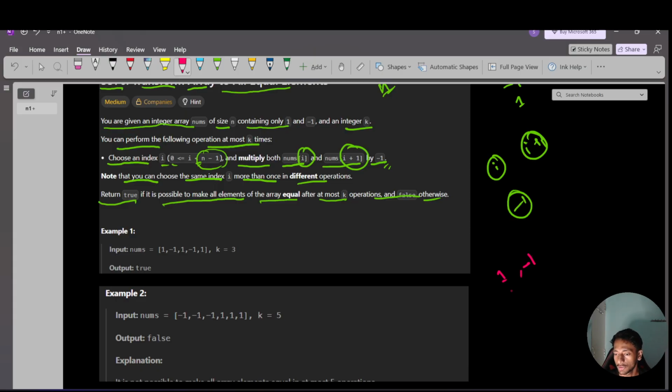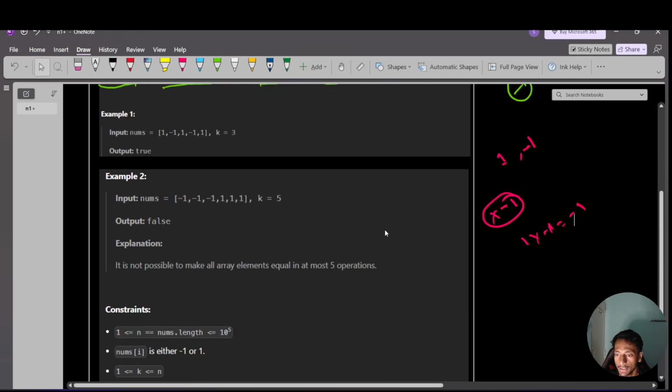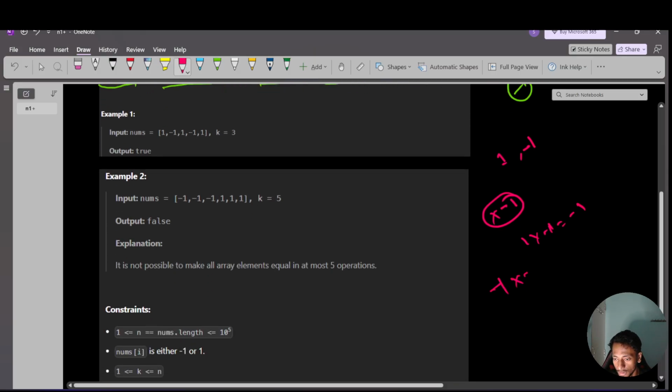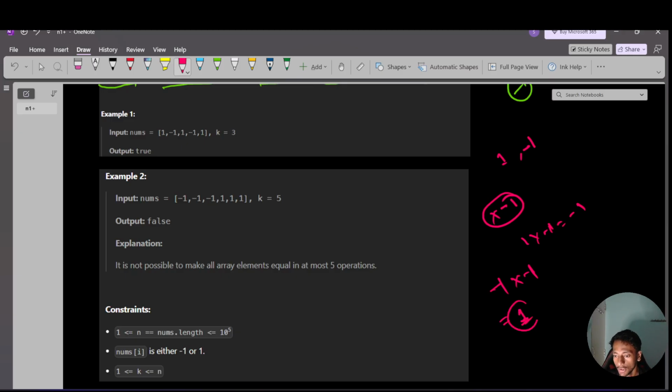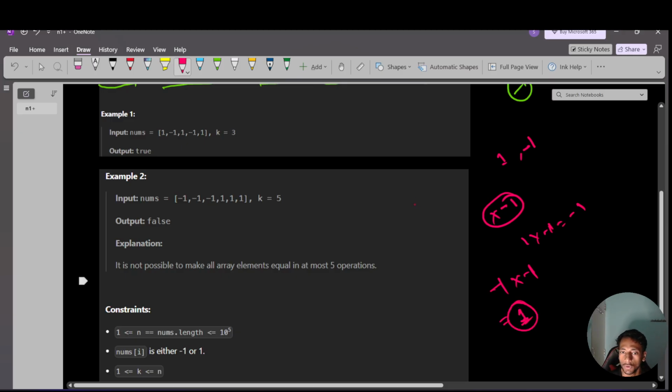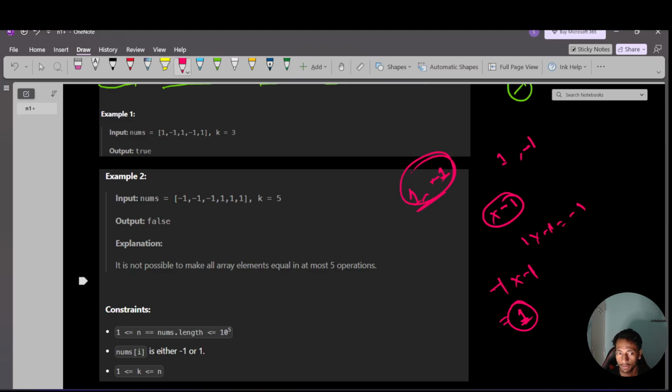Now in one operation, what I can do is multiply by minus 1 only. Suppose our current number is 1, and if I multiply it by minus 1, our number will be minus 1. And if our number is minus 1, and I again multiply by minus 1, then it will be 1 again. So it is guaranteed that our number will be 1 or minus 1, even after applying the operation.